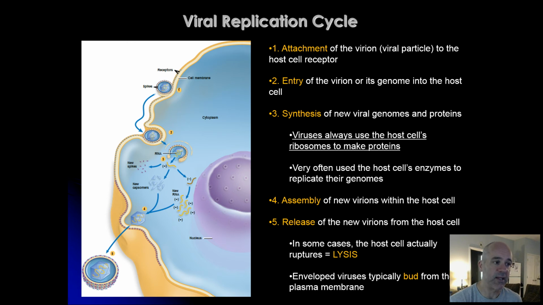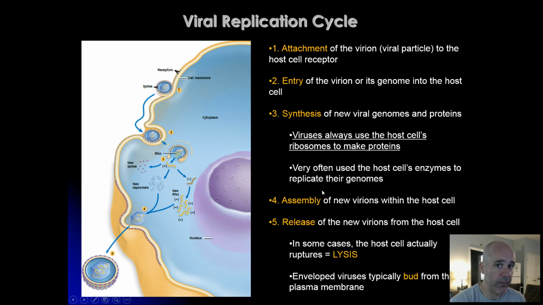Those are the genetic recipes that have to be read, that have to be expressed if we're going to make new viruses. So once we've entered, we synthesize. So you got to make more viral genomes like you see over here, and then the host cell uses its ribosomes to make the virus's proteins, because you got to make new capsids. And if the virus has spikes sticking out from the surface, you got to make new spikes. All those things have to be synthesized.